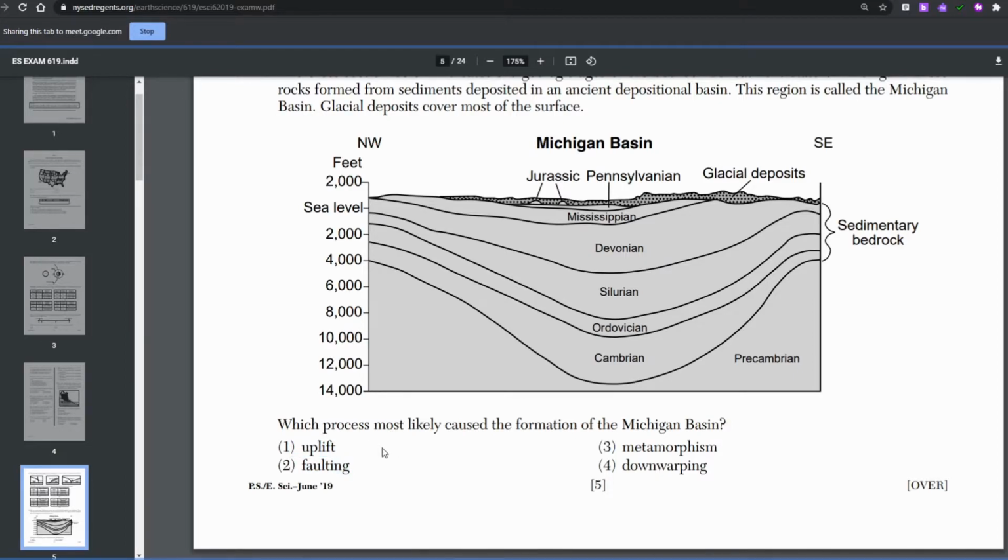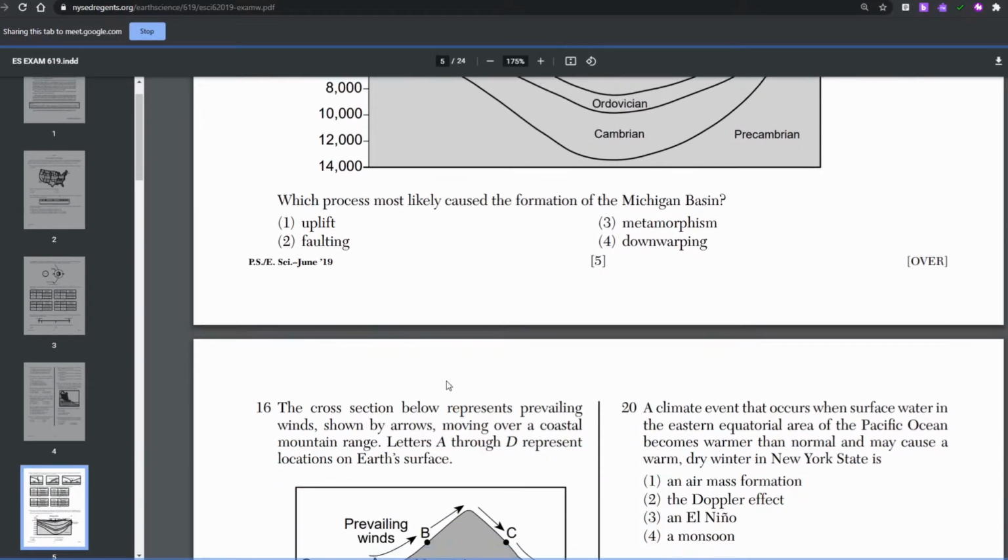I'm stretching my mind a little as to how it would be uplift here. The only thing I could imagine is you can see here where it says Precambrian. This part kind of rolls up. This part over here kind of rolls up too. So these two areas have uplift because we're looking at some folding, possibly. I don't know, weird. It's got to be uplift though.